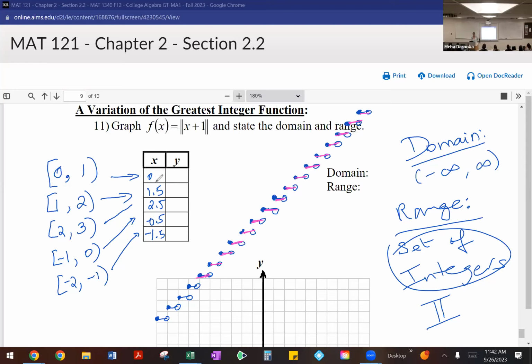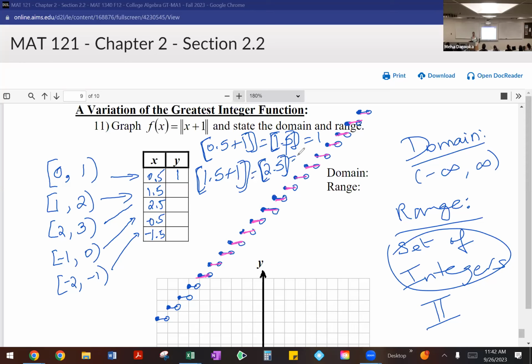If you did 0.5 plus 1, that's 1.5, which would end up giving us 1 as the y. If we did 1.5 plus 1, that would be 2.5.